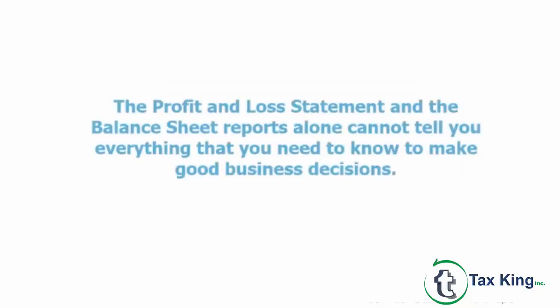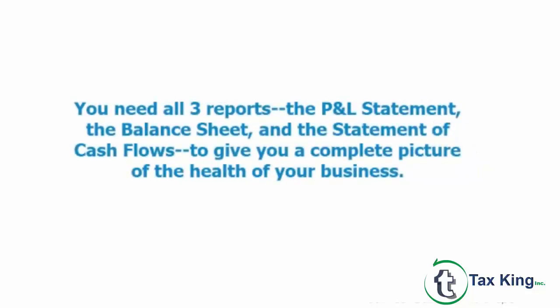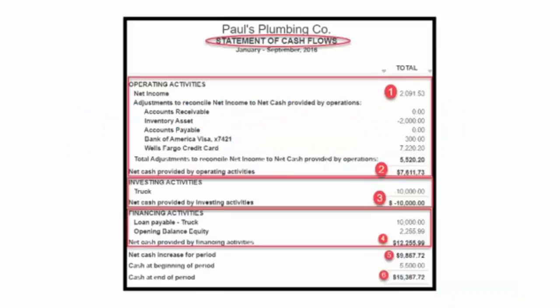However, these two reports alone cannot tell you everything that you need to know to make good business decisions. You need all three reports, the profit and loss statement, the balance sheet, and the statement of cash flows, to give you a complete picture of the health of your business. To demonstrate the components of the cash flow statement, here is the cash flow statement for a fictitious company, Paul's Plumbing.